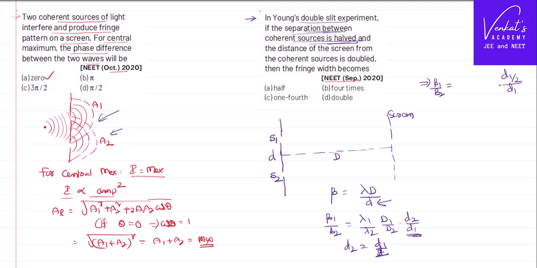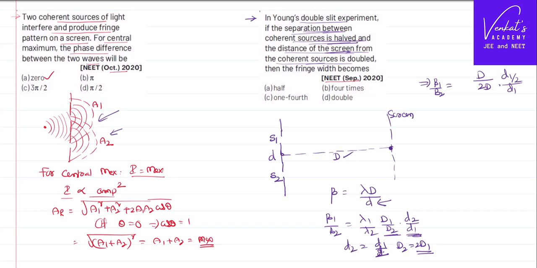What happens to the other quantity? Distance between the screen and the coherent sources, this is capital D. This is doubled. That means capital D2 equal to 2 D1. Let us write here. D1 is D, D2 equal to 2D.